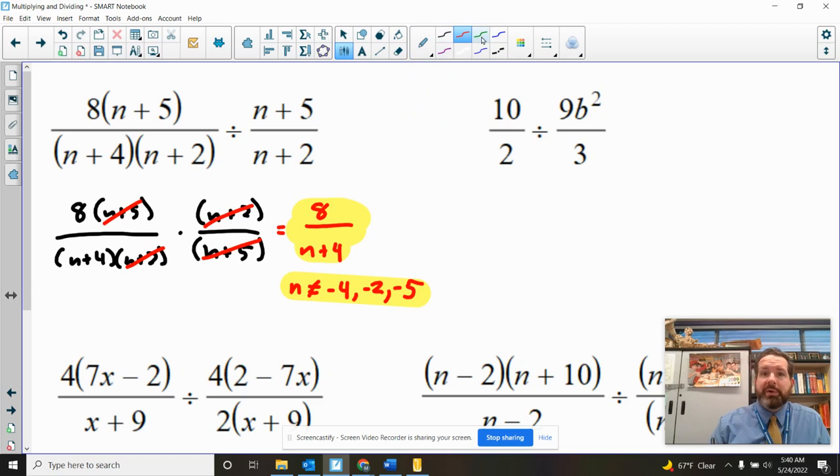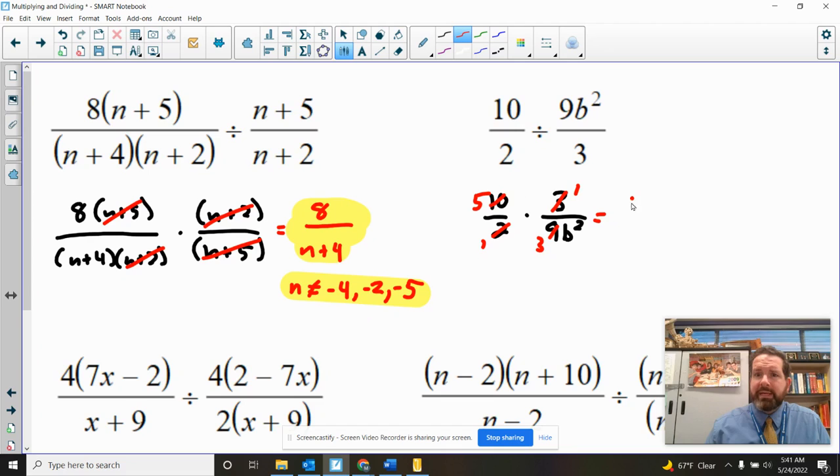Next up, again, quick pause, unpause when you're ready to check things. So 10/2, switch to multiply, reciprocate, and now let's reduce. 2 and 10, that's just 5 and 1. 3 and 9, that's 1 and 3. There's no b's in the numerator to divide with.